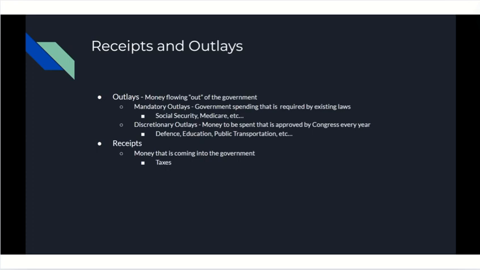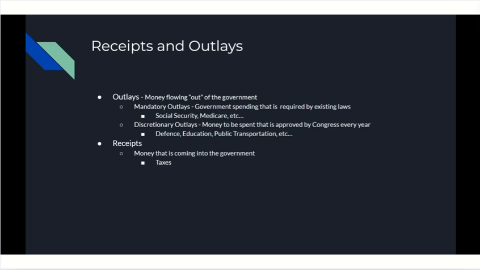First, we are going to go over receipts and outlays. Outlays are going to be money flowing, quote, "out," which you can remember by "out" being in the word outlays, and that's flowing out of the government. There are two types of outlays. Mandatory outlays are government spending that is required by existing laws, such as Social Security and Medicare, so unless there is specific legislation passed, those cannot be changed. And there are discretionary outlays, which is money that is approved every single year by Congress and that changes every year, and the amount is spent on certain things such as defense, education, and public transportation.